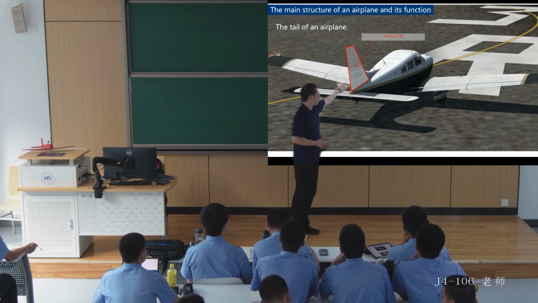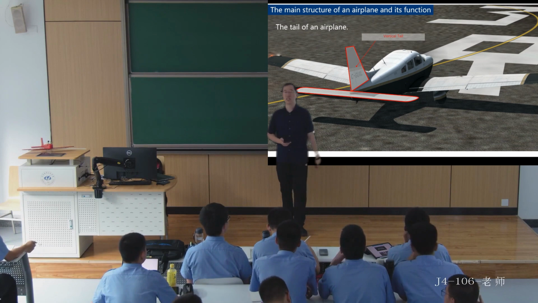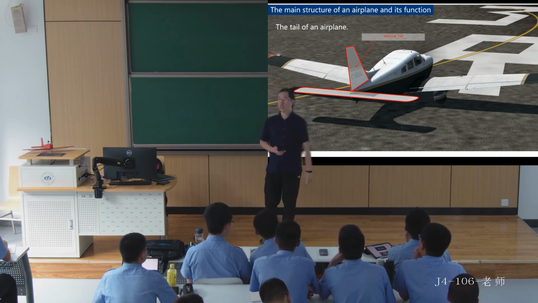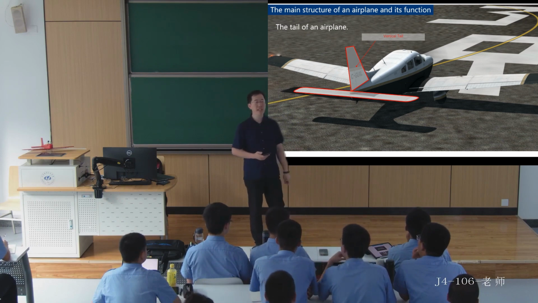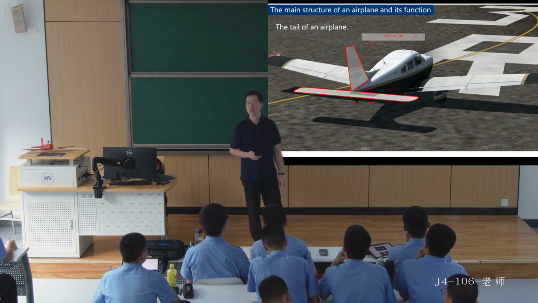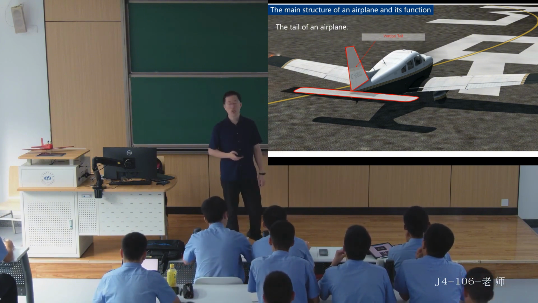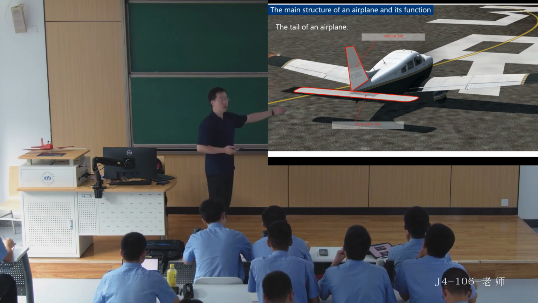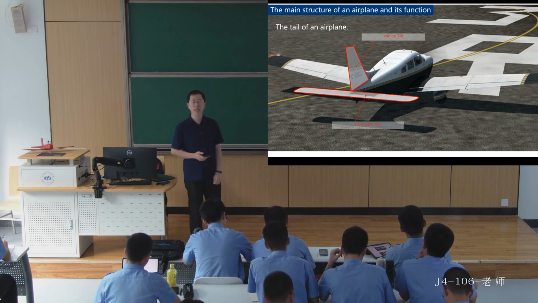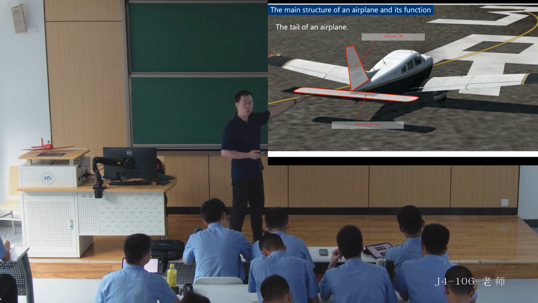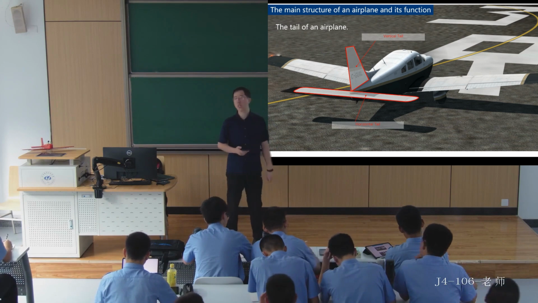What is this thing called below? This is called the horizontal tail fin, right? What is the corresponding English term? Horizontal tail. All right. This way, students remember these two words, as they are frequently used vocabulary.